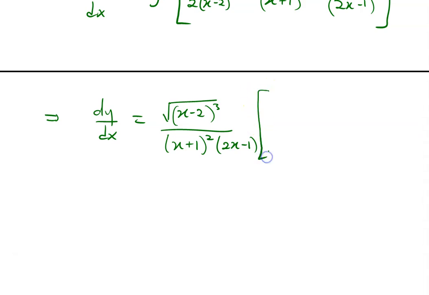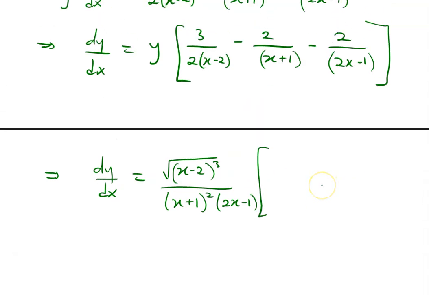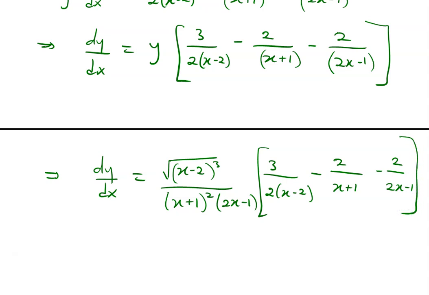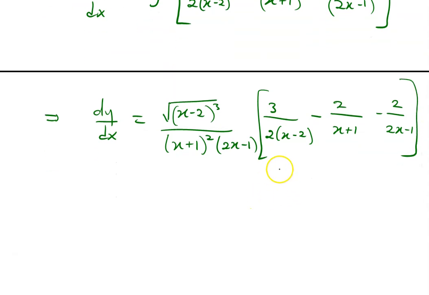Then multiplied with 3 on 2(x minus 2), minus 2 on (x plus 1), minus 2 on (2x minus 1). Right, very good. So that's the result, the differentiation.